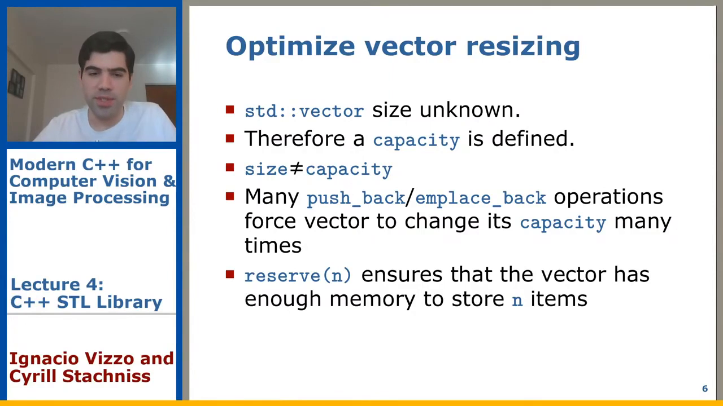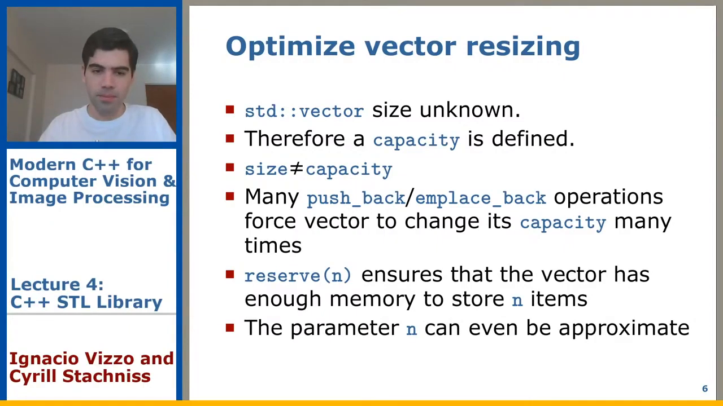So there is a function called reserve that will ensure that the vector has enough memory to store n items. Basically, if you know that your vector will store roughly 100 elements, then before adding any element, just reserve the amount of memory you actually need. And this way you avoid reserving memory while your program is running.